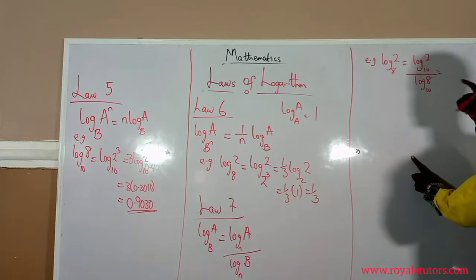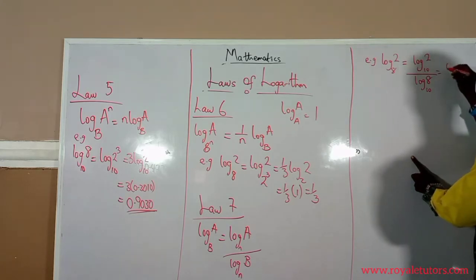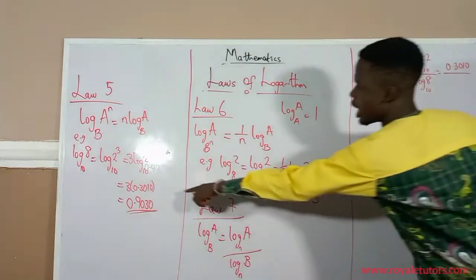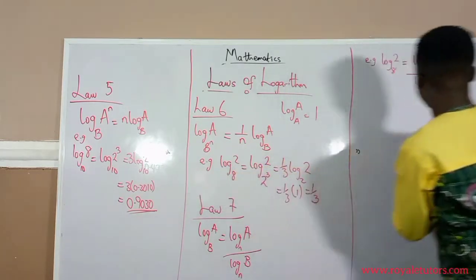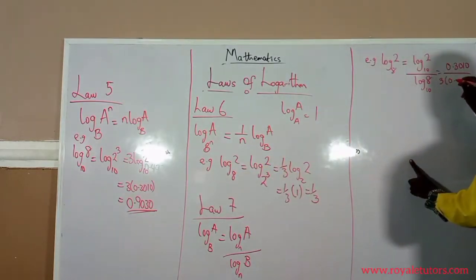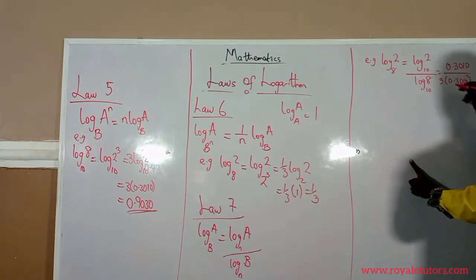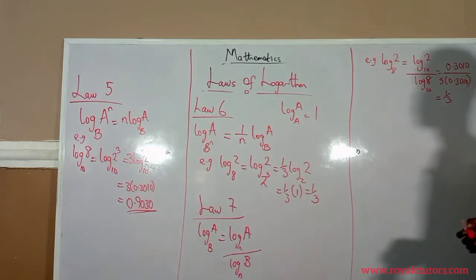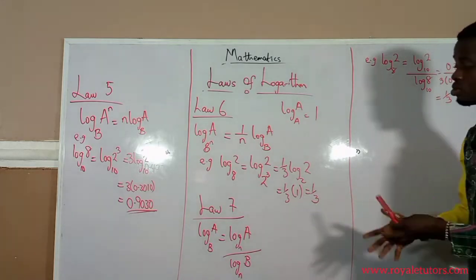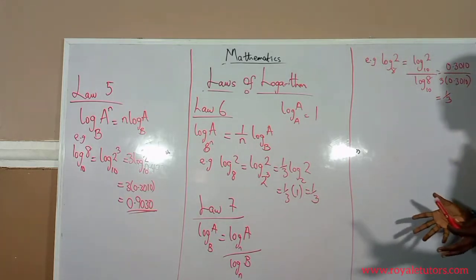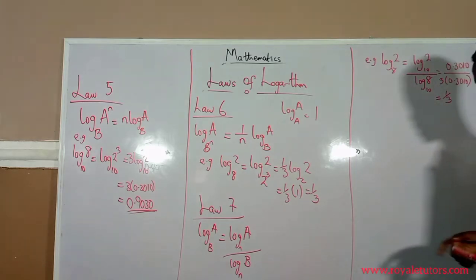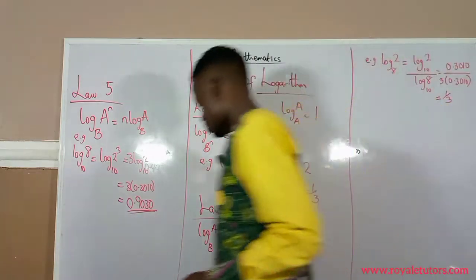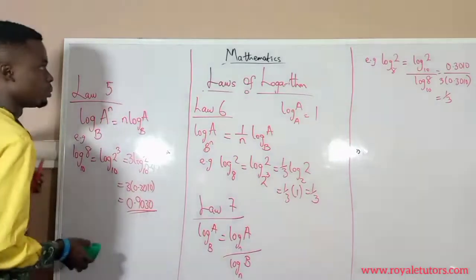We know that log 2 is equal to 0.3010. And from what we have here, log 8 to base 10 can be written as 3 into bracket 0.3010. So when this cancels, you have 1 over 3 as the answer. Okay, so you can decide to split, you can decide not to split, depends on whatever you want to do. There's this law now that is very interesting, which is law 9. Law 8 rather.